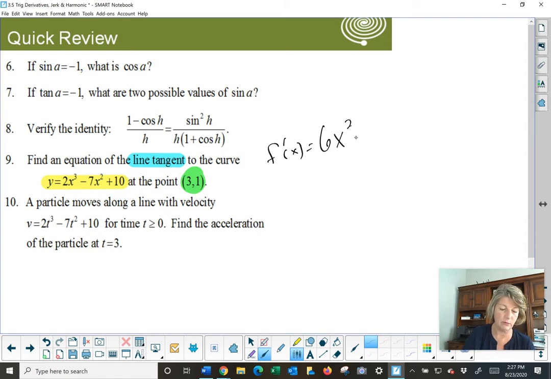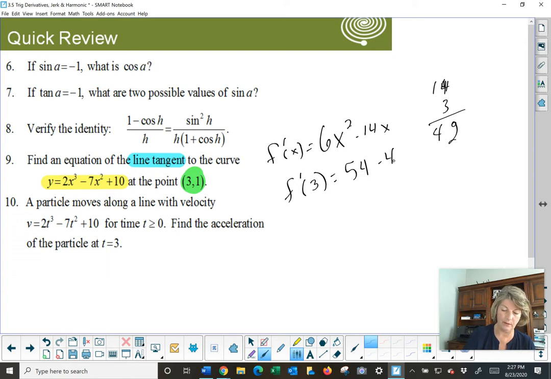I get 6x squared minus 14x. I want to know the derivative at 3. So we're going to plug 3 in. We're going to get 54 minus 14 times 3. I think 42 is what's coming in my head. Seems right. So I'm getting 12 as my slope. And then I've got to write the equation. y minus the y value equals slope times x minus 3. Done. Don't have to make it fancy, do we?